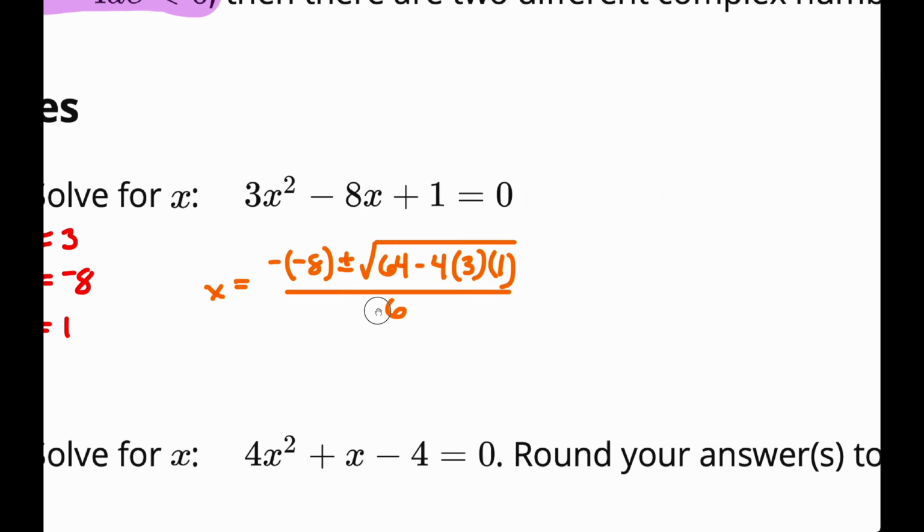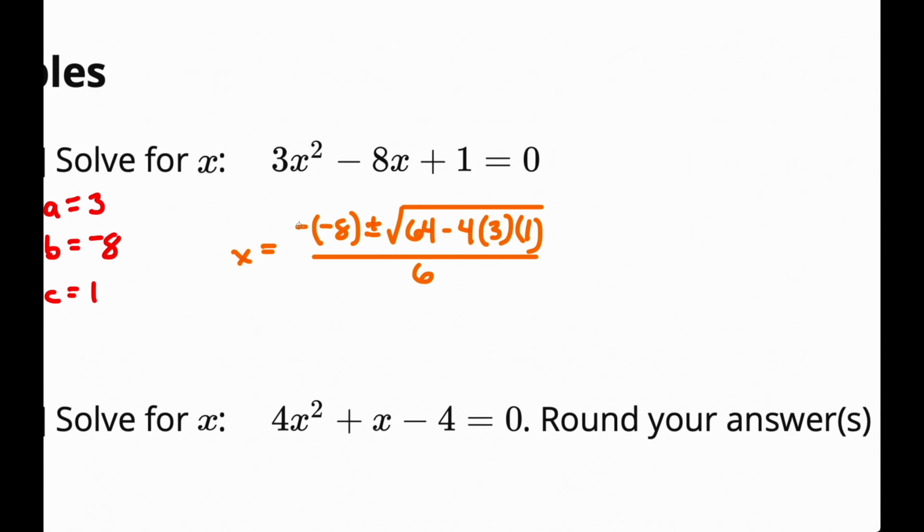Okay, the next step is to simplify all of this. So this is going to become positive, so it's +8 plus or minus. This is 64 minus 12, which is going to be 52, so square root of 52 here. So this is going to have two real solutions here because the discriminant is greater than 0. And then we're dividing by 6 here.